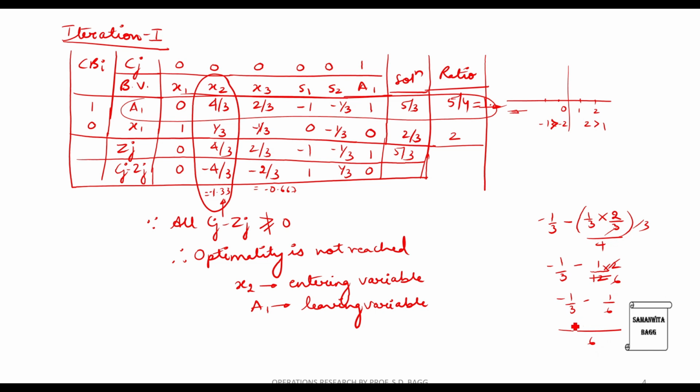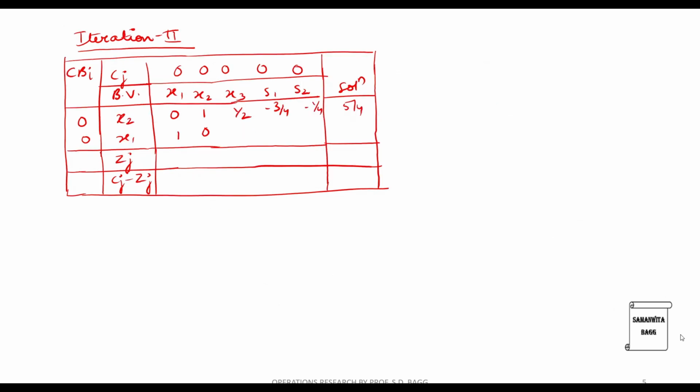So 6 is the denominator. Minus 2 minus 1, so it is minus 3 by 6. This is 1 by 2. So this position is minus 1 by 2. Accordingly, you can solve the rest of them and get the values as 1 by 4, minus 1 by 4 and 1 by 4. Now, for calculating Zj, multiply 0 into 0 plus 0 into 1. And now all of them will be 0 because these two numbers have become 0.